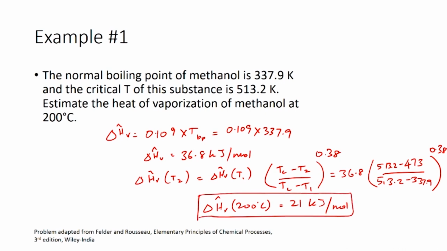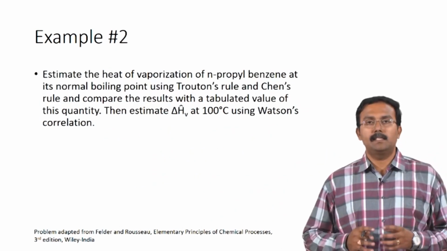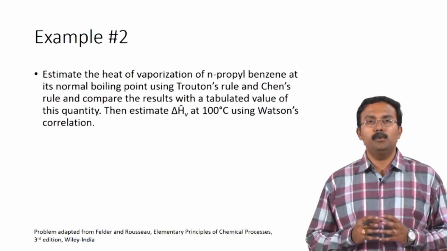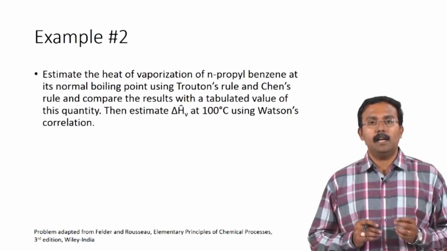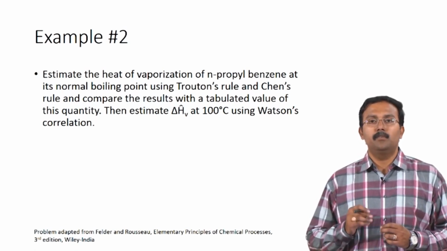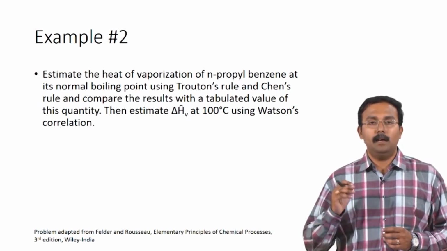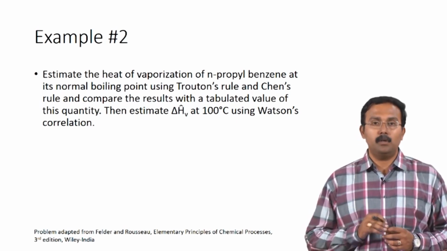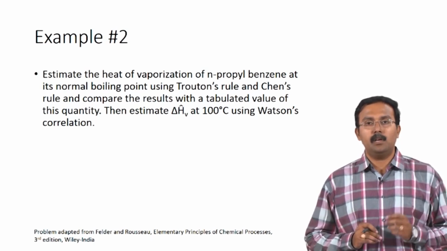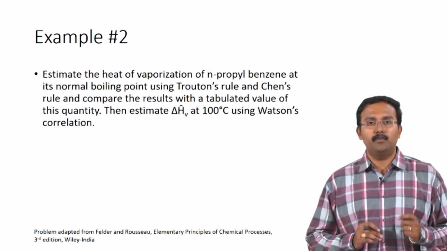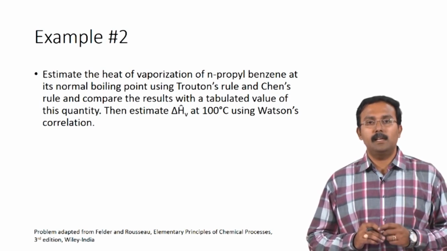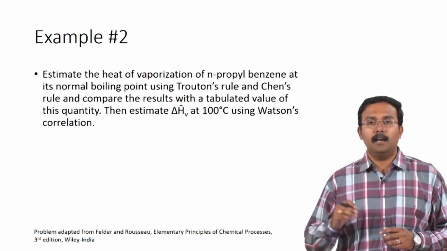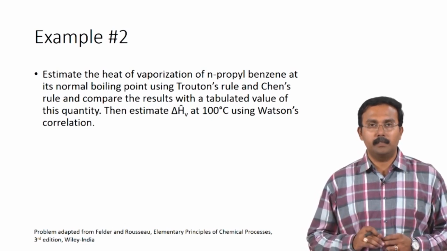Performing the calculations themselves is not too difficult here. What is crucial is to identify which equations to use and use them appropriately. We will look at another example problem to illustrate how to use the appropriate equations. You are again asked to estimate the heat of vaporization for N-propyl benzene at its normal boiling point using Trouton's rule and Chen's rule, and you are asked to compare the results with tabulated values for this quantity. You are then asked to estimate the heat of vaporization at 100 degrees Celsius using Watson's correlation.